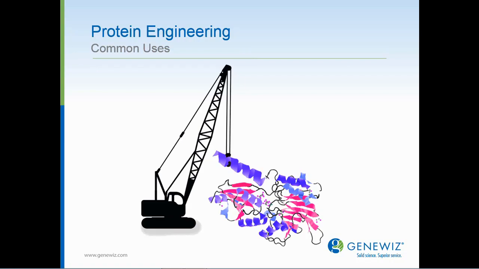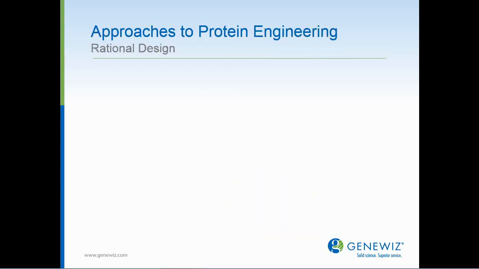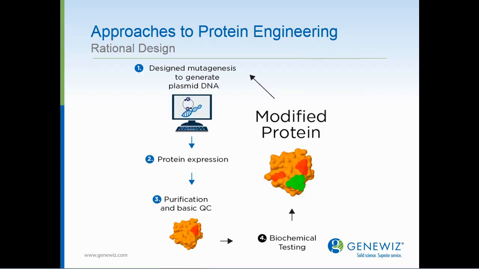There are two commonly used methods in a protein engineering pipeline, as mentioned a minute or two ago, a rational design and directed evolution. Let's begin with a rational design. In this process, one relies heavily on the knowledge of the protein structure and function, and can be summarized by these four basic steps: mutagenesis, protein expression, purification and basic QC steps, and finally, biochemical testing.